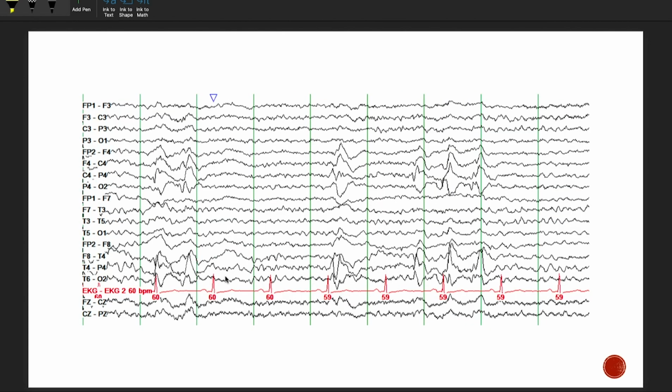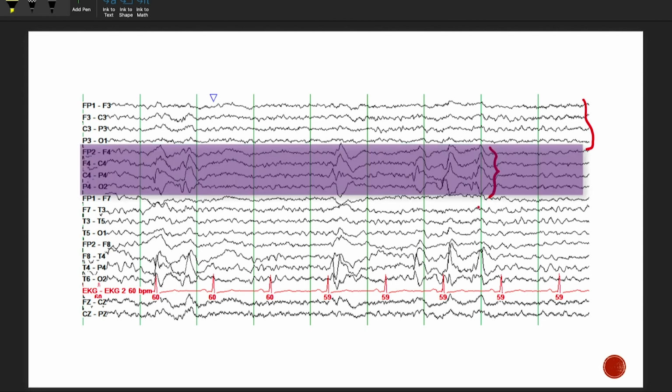Okay, what do you see here? Something that is striking is there is an asymmetry between the left and the right hemisphere. Channels that end with an odd number are recording from the left side. Channels that end with an even number are recording from the right side. So if you look over here, this is the left side and this is the right side.